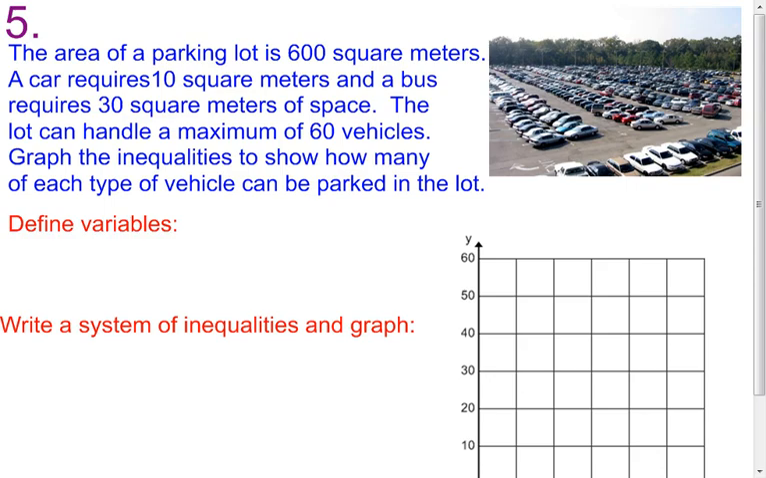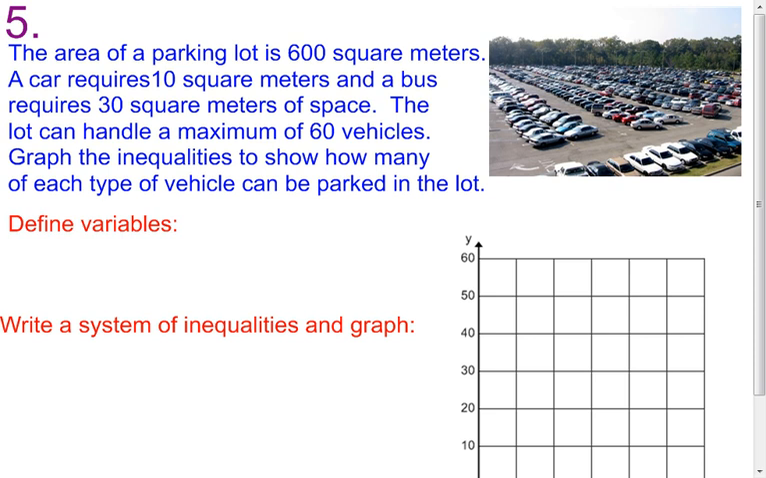All right, a couple more. The area of a parking lot is 600 square meters. A car requires 10 square meters and a bus requires 30 square meters. The lot can handle 60 vehicles total.